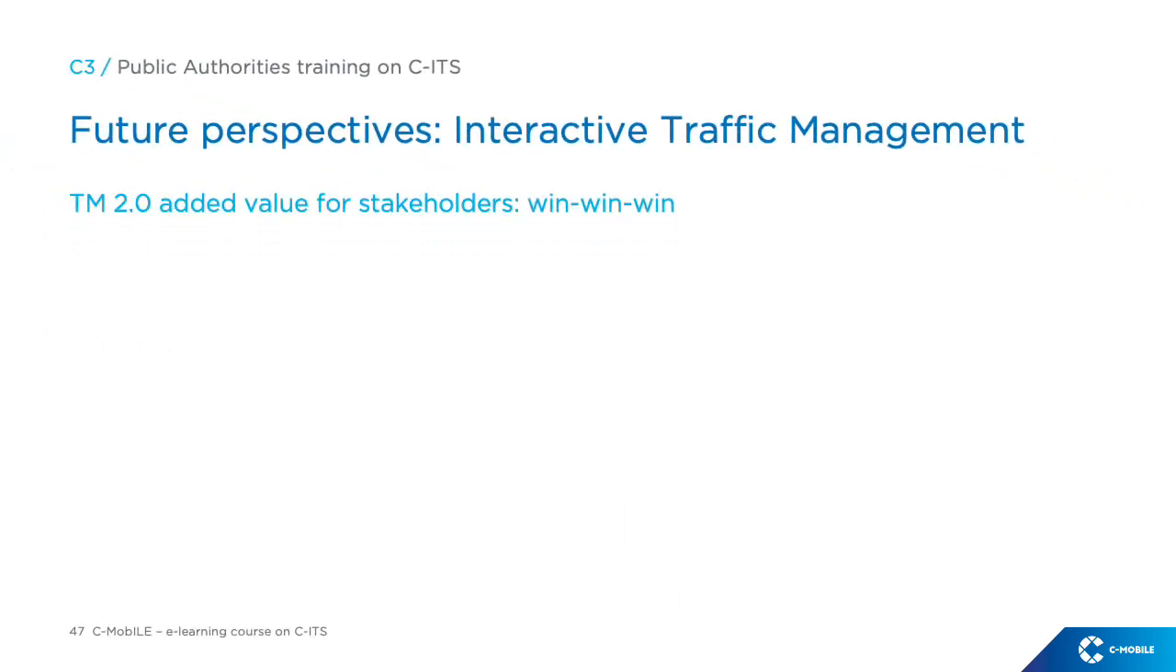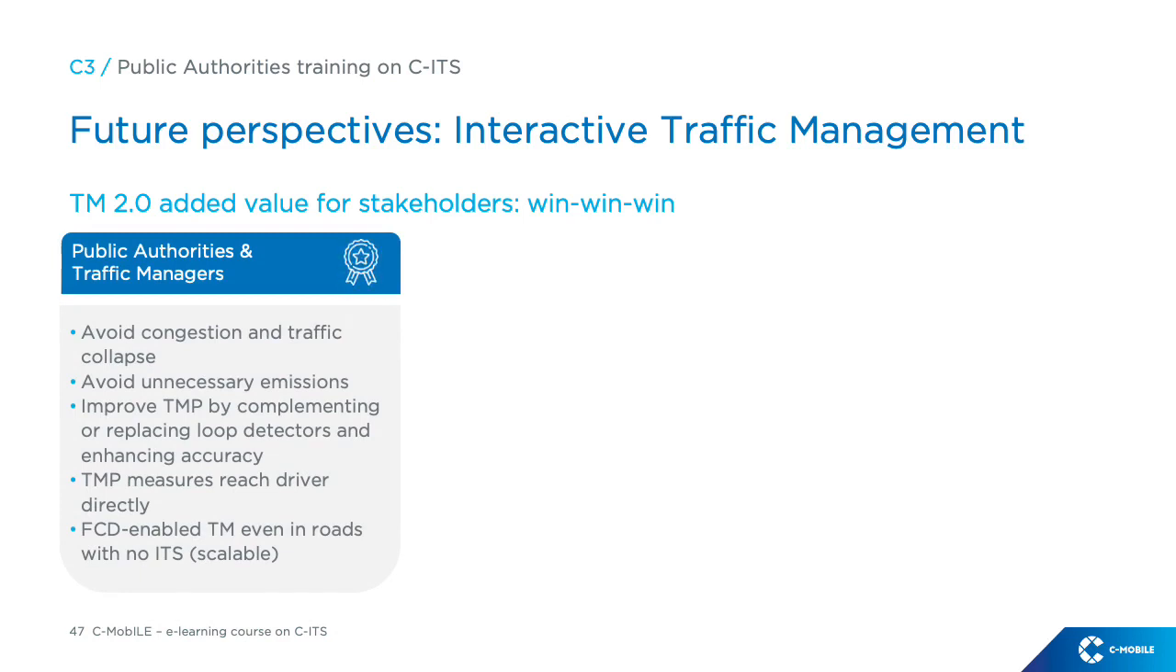It is clear that the main added value of TM 2.0 deployment is a win-win-win situation for all the stakeholders involved, as they should all be able to realise their mission and objectives. Concerning public authorities and traffic managers, they can avoid congestion and traffic collapse, avoid unnecessary harmful vehicle emissions, improve traffic management plans by complementing or replacing loop detectors and enhancing accuracy, have traffic management plans and measures reaching the individual driver directly, and extend traffic management in roads not equipped with ITS roadside infrastructure thanks to floating car data.